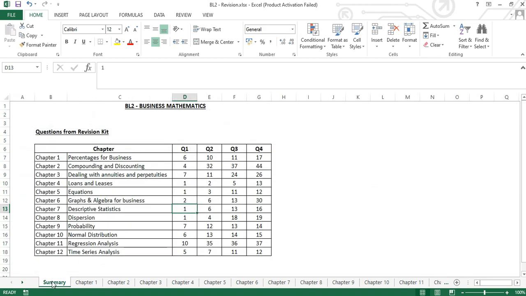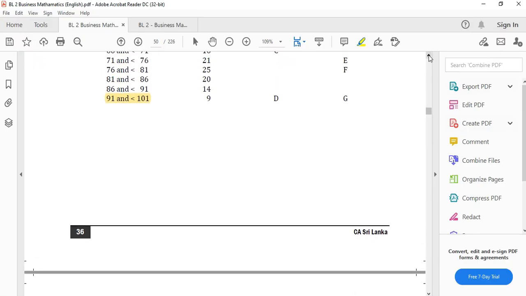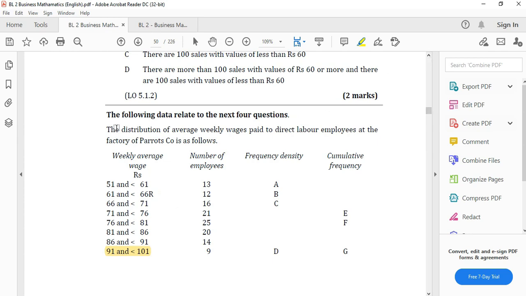Next question. Question 6. Okay. So here, the distribution of average weekly wages paid to direct labor at the factory of Parrot. So they've given the weekly average wage. If you see, it's a continuous data set, but it is not continuous as such. The reason is because they have not put the equal sign here. They have only put the less than sign here, and it's always the less than sign. So they have not put any equal sign. So this is a discrete data.